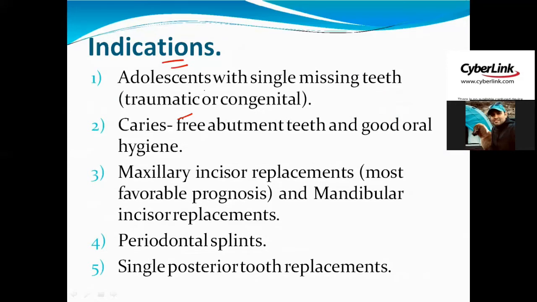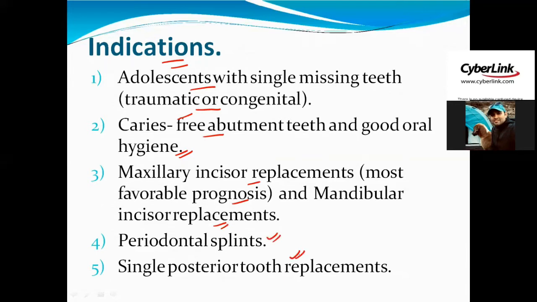Indications: retainers of fixed partial denture for abutments with sufficient enamel to etch for retention. Adolescents with single missing teeth, traumatic or congenital. Caries-free abutment teeth and good oral hygiene, because it is difficult to maintain the hygiene. Maxillary incisor replacement, most favorable prognosis, and mandibular incisor replacements. Periodontal splints, single posterior tooth replacement.